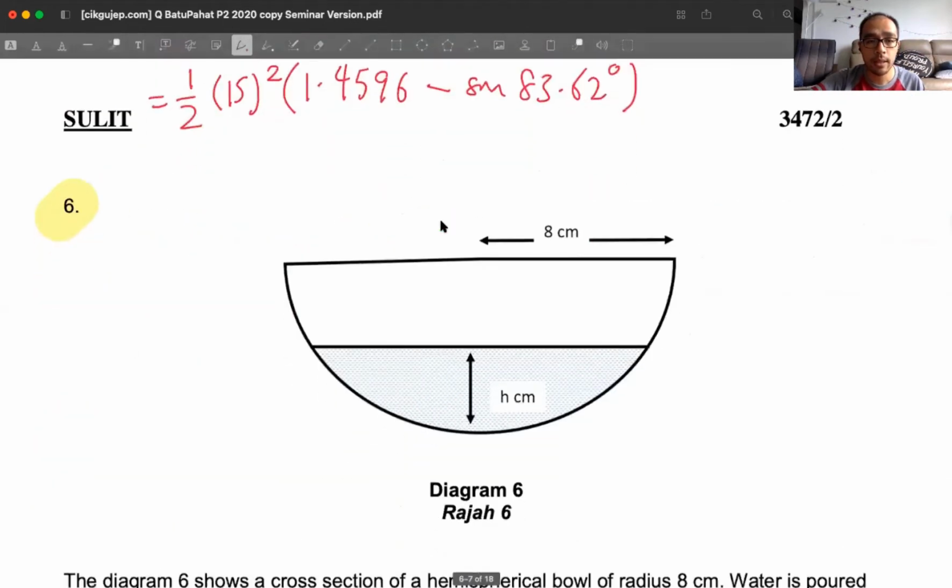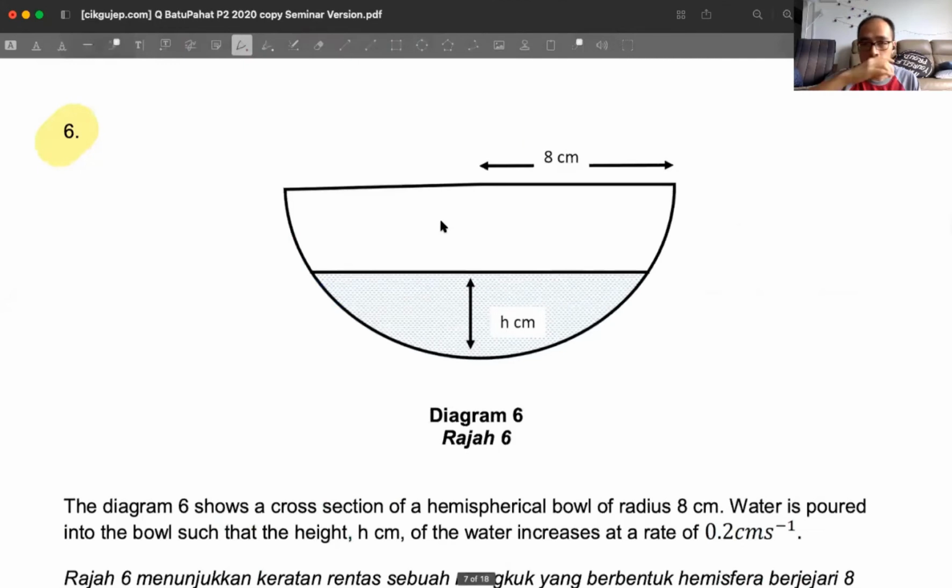All right, let's take a look at another one. This is an interesting question also. Question number 6.